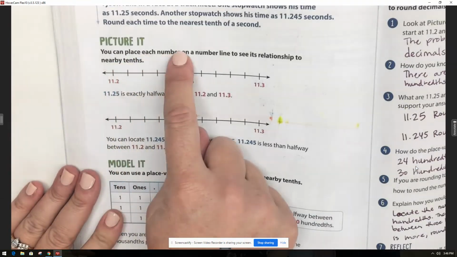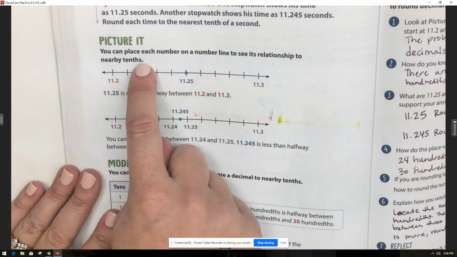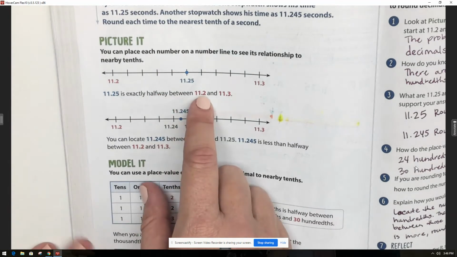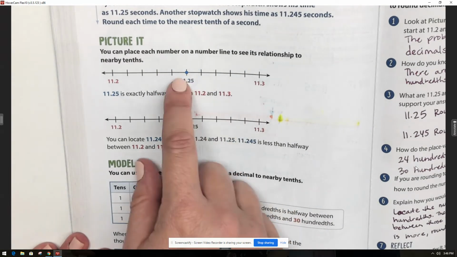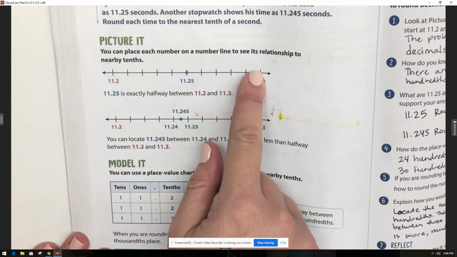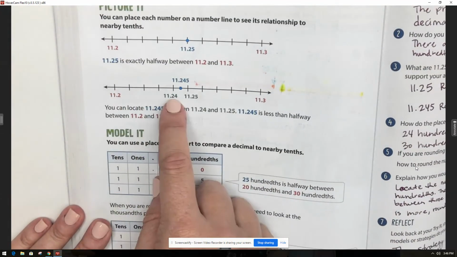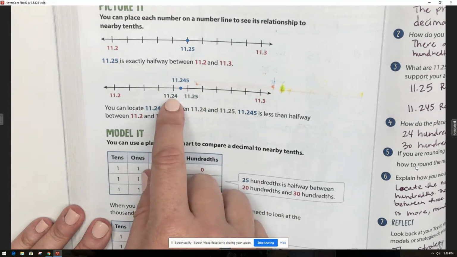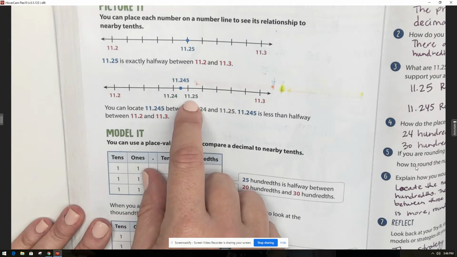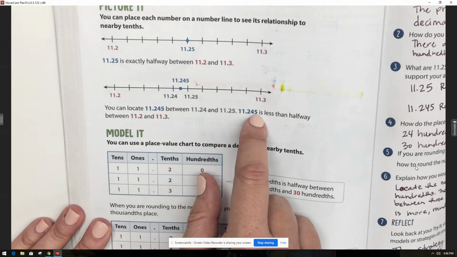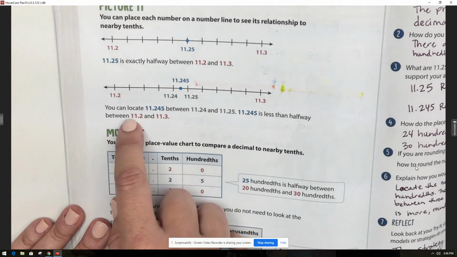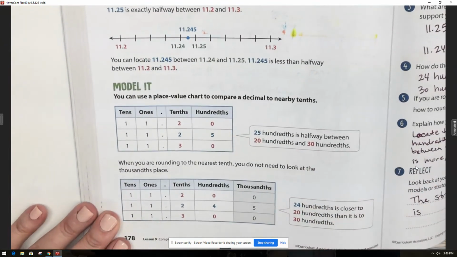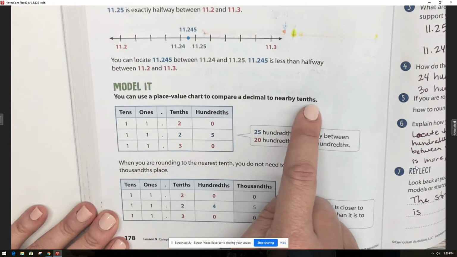It says, you can place each number on a number line to see its relationship to nearby tenths. So this 11 and 25 hundredths is exactly halfway between 11 and 2 tenths and 11 and 3 tenths. So therefore, we're going to round it up. Now, this 11 and 245 thousandths is located between 11 and 24 hundredths and 11 and 25 hundredths. It is less than halfway between 11 and 2 tenths and 11 and 3 tenths, so that one would round down.